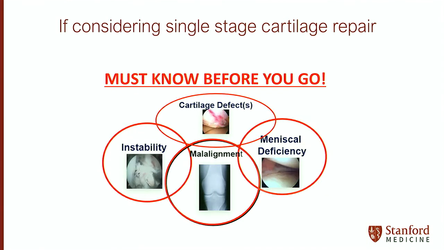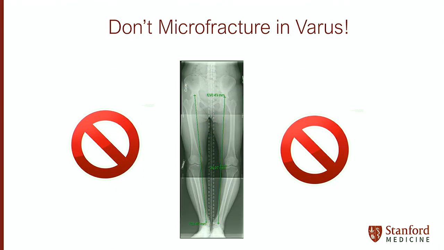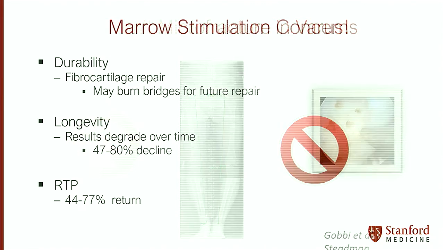So if you're considering a single-stage cartilage repair strategy, I would implore you to know before you go. That means you need to make sure you have mechanical axis views, long leg views. You need to know the alignment. You need to correct all these other factors. So what this boils down to in my practice is don't microfracture in varus. I see that almost every week, and I need to do HTOs and/or OC allografts on these patients almost monthly to get them out of very bad jams.